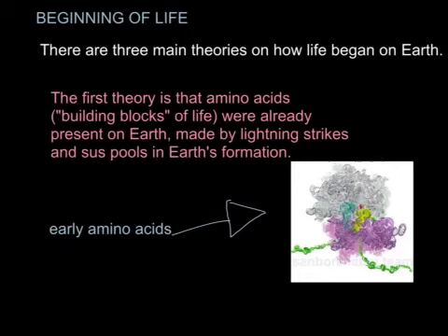The beginning of life. There are 3 main theories on how life began on Earth. The first theory is that amino acids, or the building blocks of life, were already present on Earth, made by lightning strikes in cesspools in the Earth's formation.